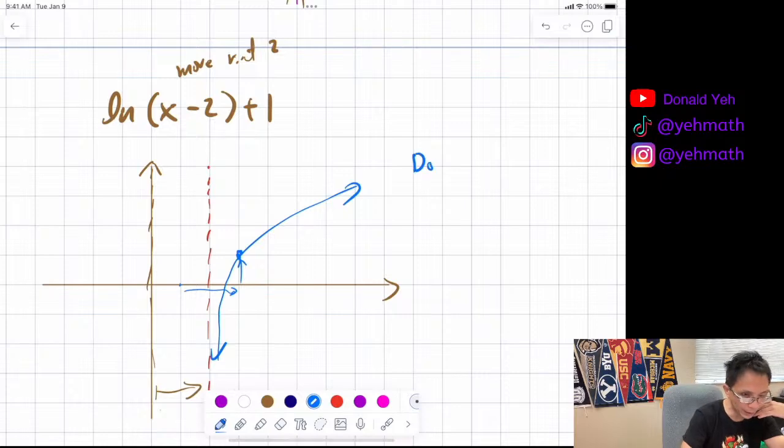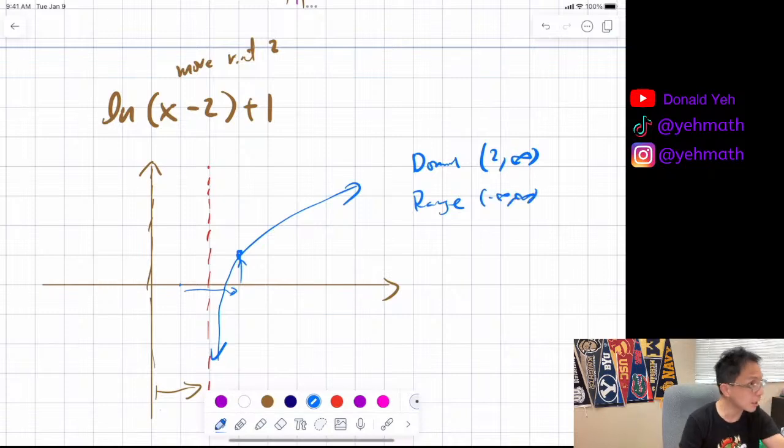And what would be the domain? Who said it? 2 to infinity, good. What will be the range? Yep, and that's how you graph natural log of x minus 2 plus 1. Is this hard? Yes. Only on this specific point do you have to worry, not any other point. For the other points, as long as you graph a general sketch, I'm okay with that.